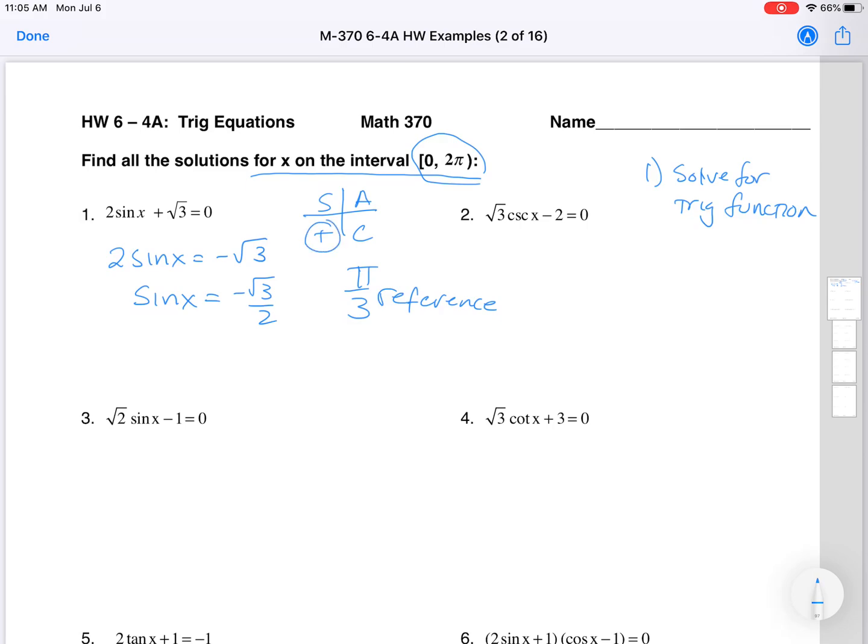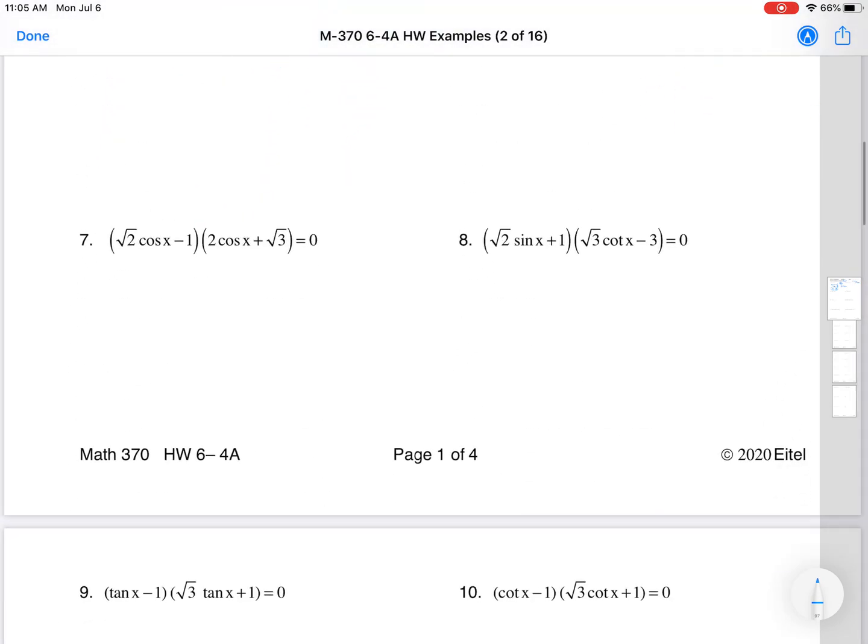Sine is negative in the 3rd and 4th quadrants. So I need to name the answers of 4 pi over 3. And then also in the 4th quadrant, where would that be? That would be pi over 3 back from 6 pi over 3, or 5 pi over 3. Those are the two angles between 0 and 2 pi where that equation would be solved. So it's solved whenever sine x is equal to negative root 3 over 2. So you're just doing a little bit of algebra manipulation in order to come up with that.